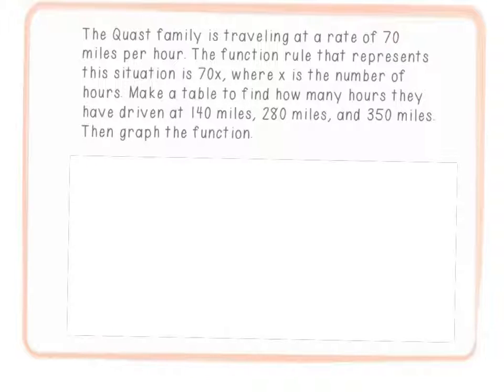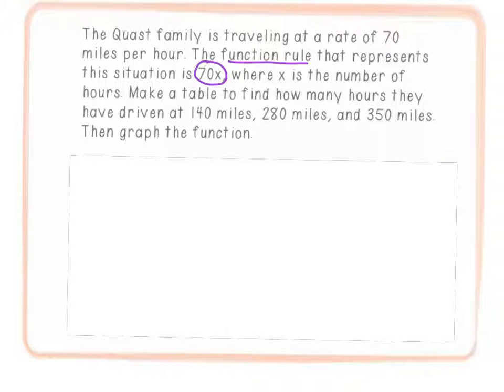Okay, with function tables, we can have word problems. Here's a word problem that you might get in your homework, and you're going to have to create a function table in order to solve the problem. It says the Quas family is traveling at a rate of 70 miles per hour. The function rule, that's important, that represents this situation is 70x, where x is the number of hours.